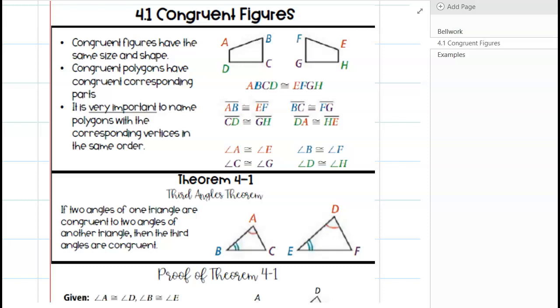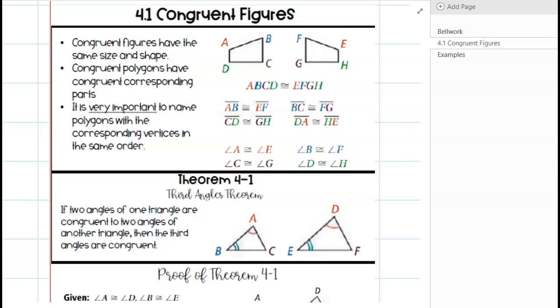Now, up until this point, it hasn't really mattered what order, for the most part, you write things in. If we're talking about a segment, and you want to call the segment AB instead of BA, that's fine, because segment BA and AB are the same thing. When we're talking about polygons and congruent polygons, the order of the letters is very important, because the corresponding vertices have to be in the same order.